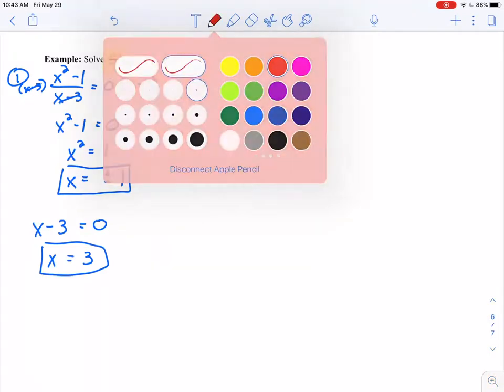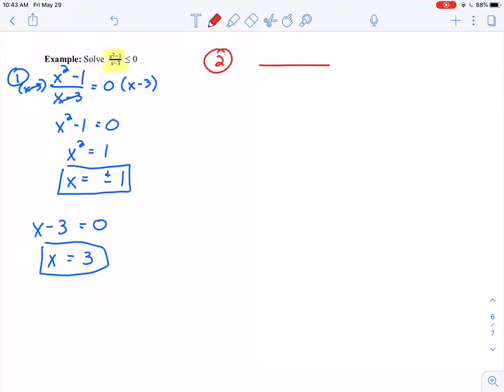Let's go and construct our number line here. Remember, this is kind of steps 2 and 4. We have negative 1, we have positive 1, and we have 3 here. So now I have 4 intervals. I've got this interval to the left of negative 1, an interval between negative 1 and positive 1, an interval between 1 and 3, and then an interval to the right of 3. So I'm going to take a number in each one of these intervals, plug them into my function, and then determine, is my function positive or is it negative there?